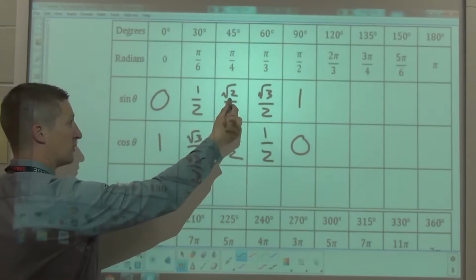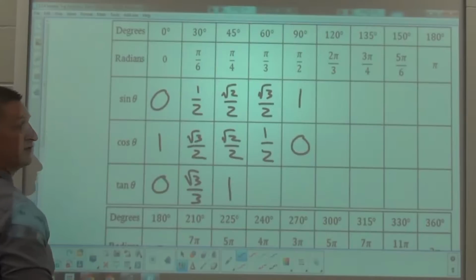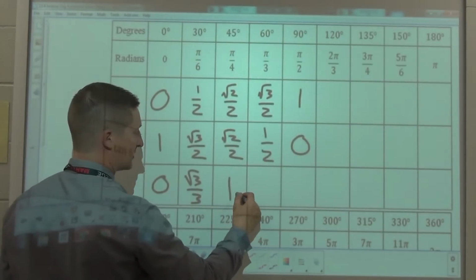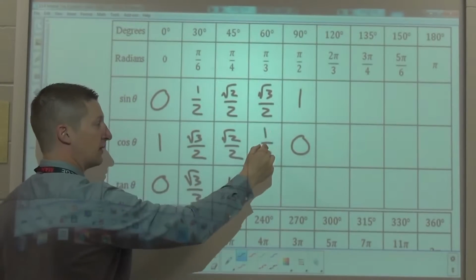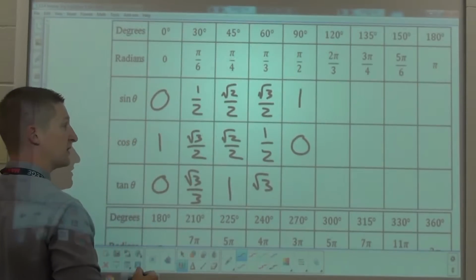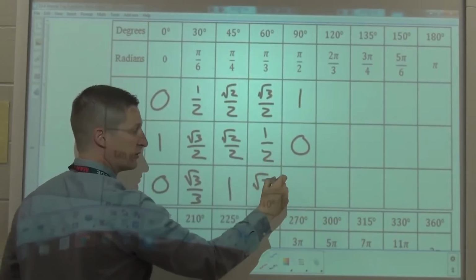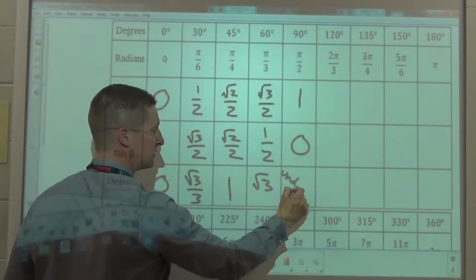Sine over cosine here, well, sine over cosine, they're the same thing. So when you divide them, you get 1. Tangent of 45 is 1. And the tangent of 60, well, this divided by this ends up as just the square root of 3. The last one, when I take sine over cosine, the tangent of 90 degrees will be 1 divided by 0. Well, that doesn't work. That's undefined.